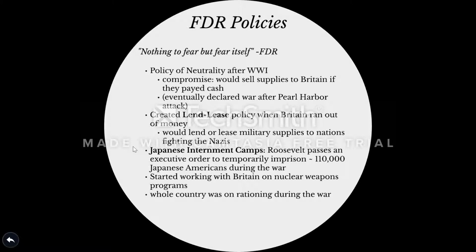fighting the Nazis. Now, Roosevelt did do some controversial things, like having Japanese internment camps where he temporarily imprisoned over 100,000 Japanese Americans during the war. On the majority, though, his policy was still the same as every single other American president.